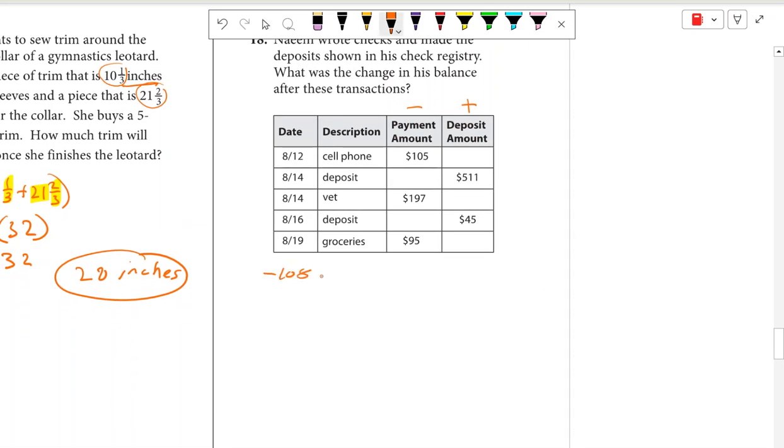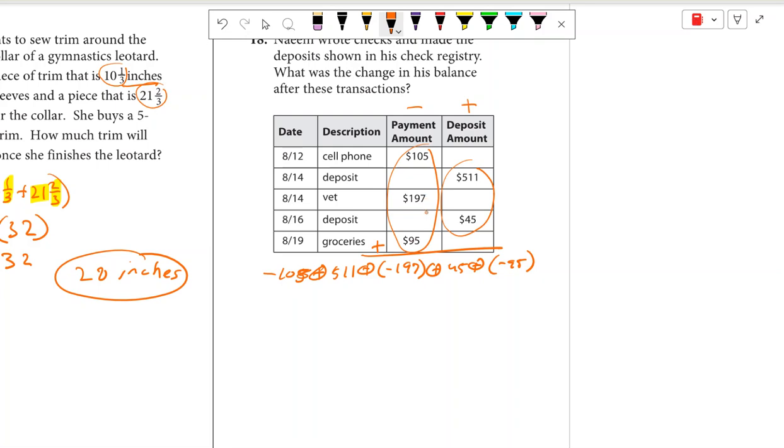Negative 105 plus 511 plus negative 197 plus 45 plus negative 95. Now that's something you can start with, but there's much easier ways. Now here's addition signs all the way across, and that means you can add out of order. That's the commutative property. So it'd be really nice just to add all of the negatives together and all the positives together and then take care of it at the end. And that's a pretty good idea.